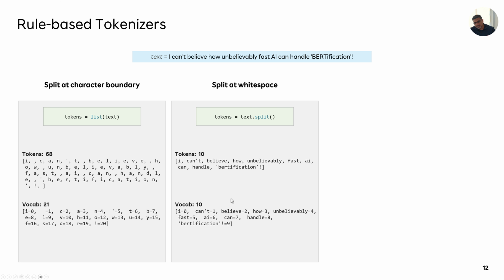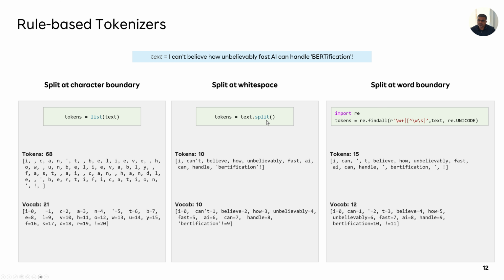The challenge with something like this is that if we look at can't, it is essentially taken as one token, and there's this punctuation symbol here that you don't know how to break up. So then you say, okay, this is not great. I'm going to actually split it at word boundaries. So essentially I capture every word.